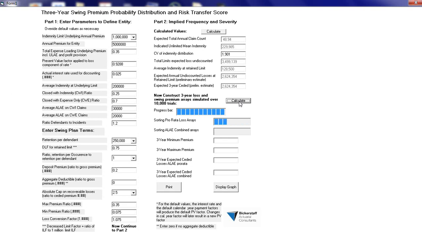Now, then it's going to do some sorting. Let me explain that in a second. Basically, with this size of an entity over 3 years, this amounts to sampling about 1.5 million claims. And you see that it did that in 3 seconds?